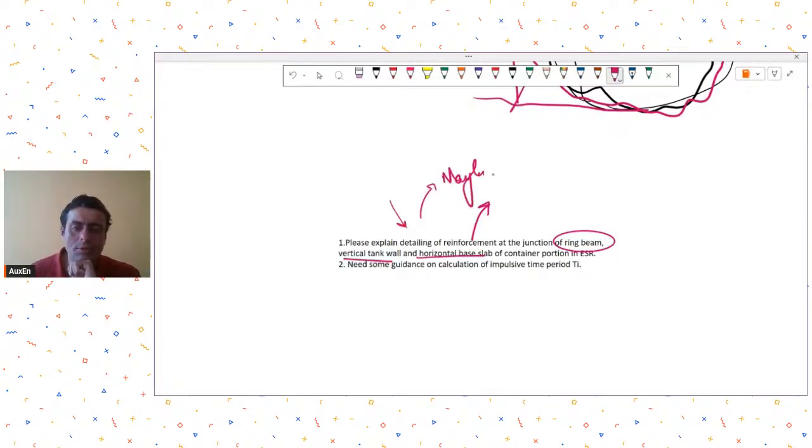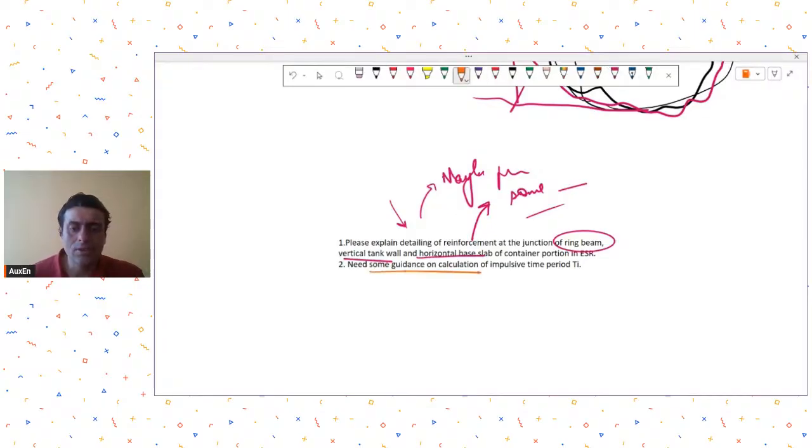I request you to provide some pictures or some drawing where you have mentioned where the ring beam is, where the tank wall is, where the base slab is. Then we may be able to discuss this further, because this question is not very clear to me right now.